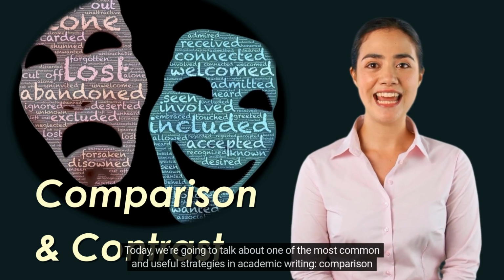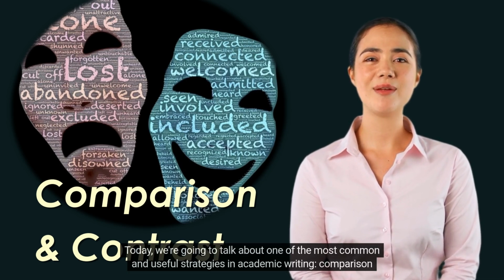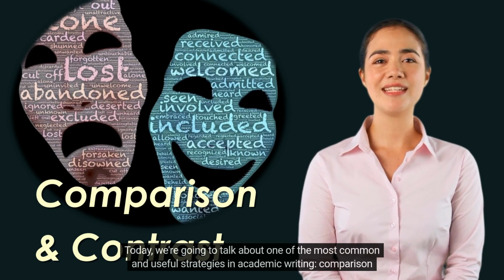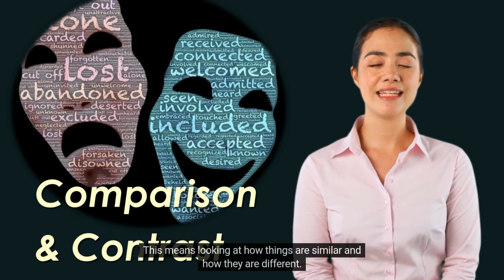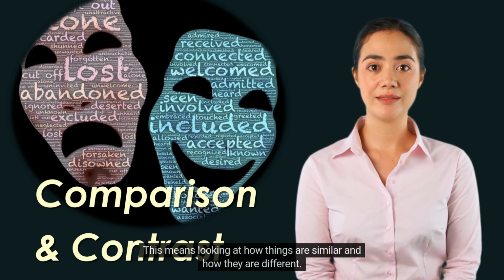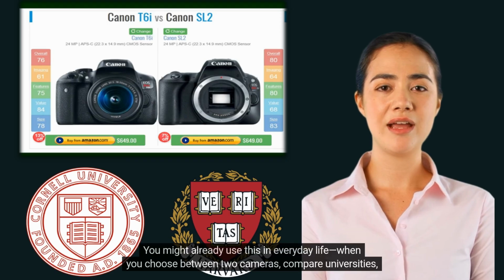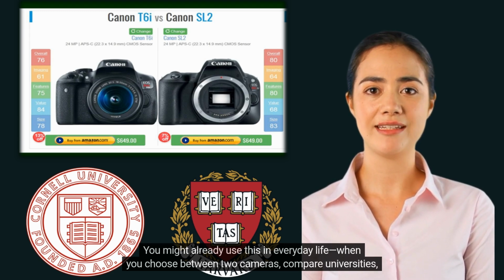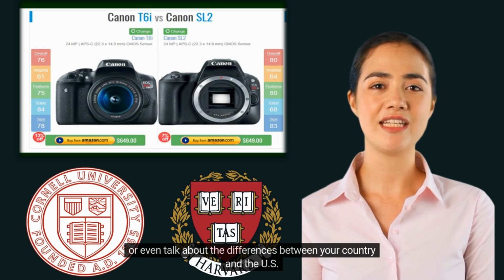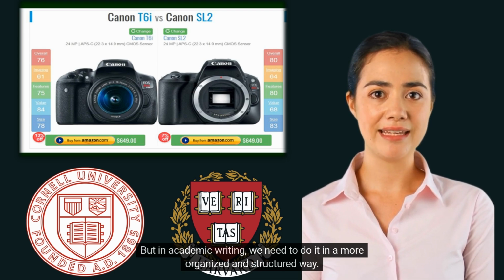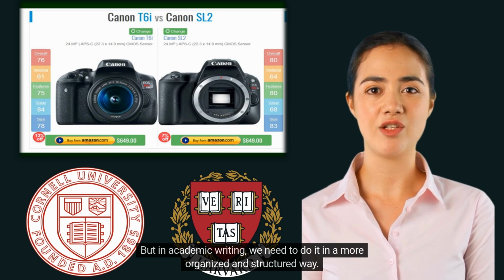Everyone! Today, we're going to talk about one of the most common and useful strategies in academic writing, comparison and contrast. This means looking at how things are similar and how they are different. You might already use this in everyday life, when you choose between two cameras, compare universities, or even talk about the differences between your country and the US. But in academic writing, we need to do it in a more organized and structured way.